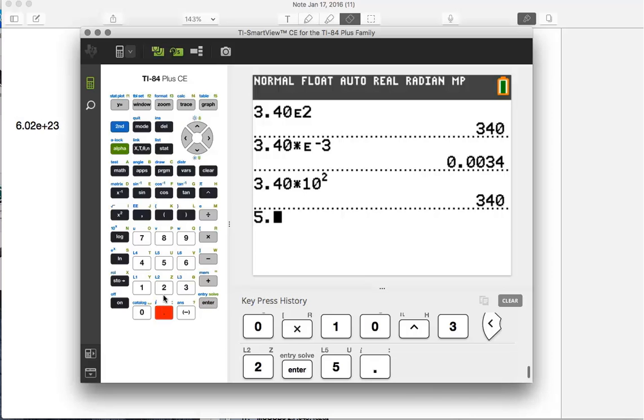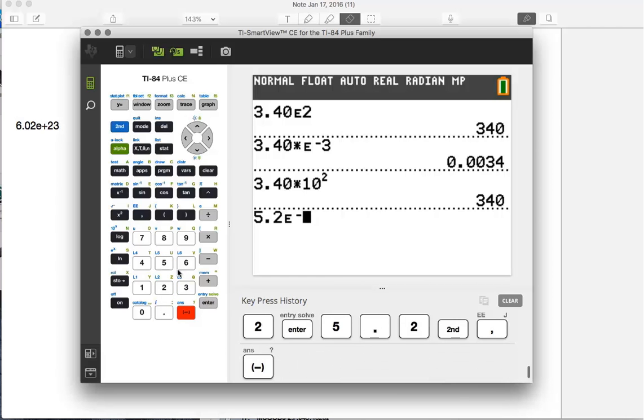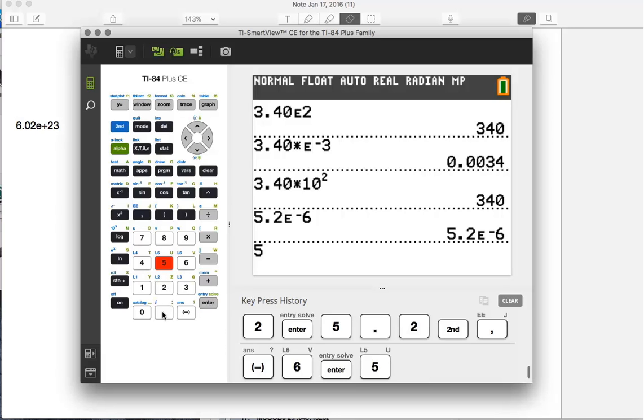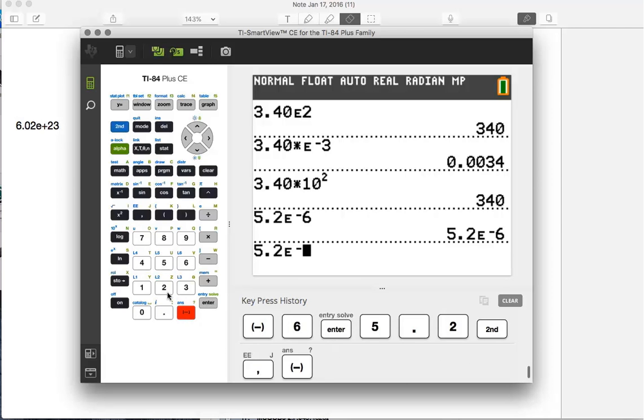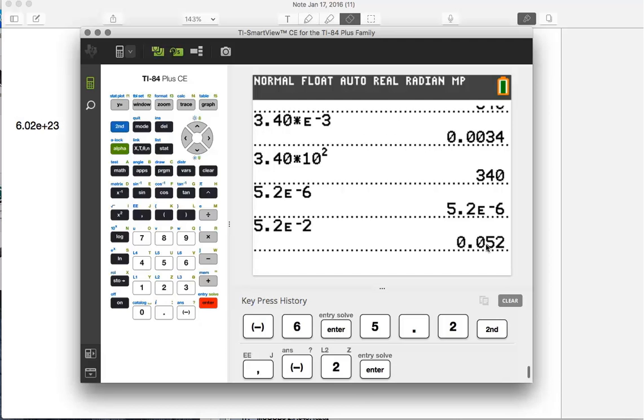You would say 5.2 second function double E negative 6. Enter that. You put the negative and not the minus sign. And this one isn't. It's too small to report as a decimal. Let's go 5.2 second function double E negative 2. That ought to spit it out. There you go. And it tells you it's a smaller value there.